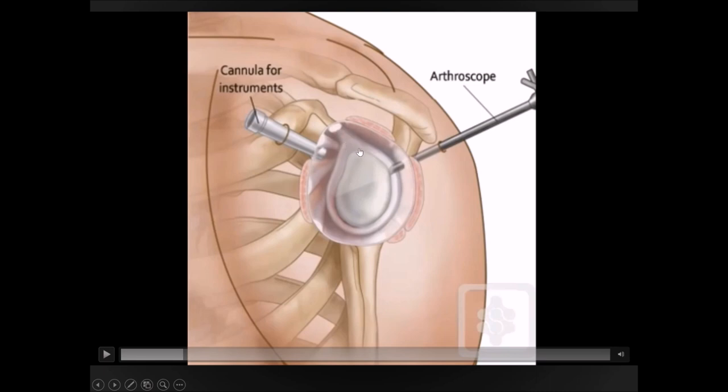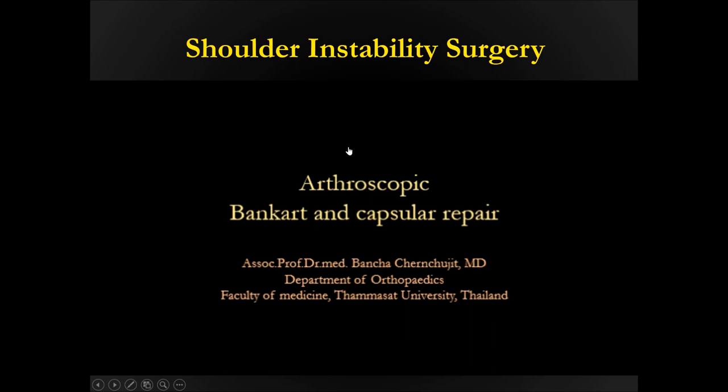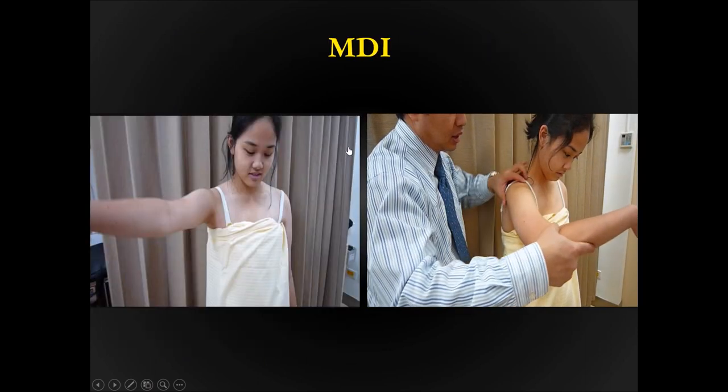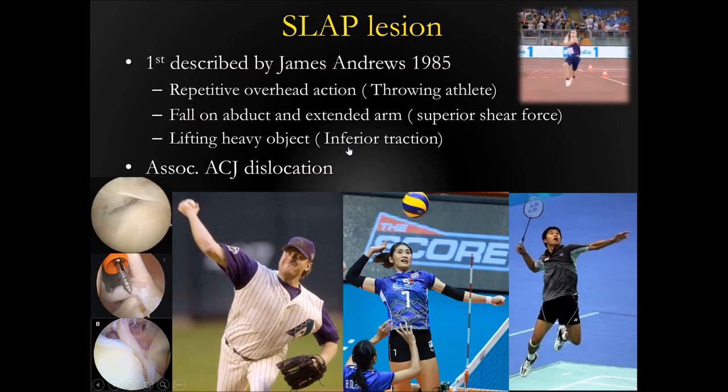So if the tear is at the 12 o'clock position or at the long head biceps insertion, we call this SLAP lesion. SLAP means superior labral anterior posterior lesion. This one, superior labral anterior posterior lesion, was described by Snyder. This always happens in overhead athletes. So in Thailand, what is really popular? Volleyball. Yeah, volleyball. So I have many volleyball patients, okay, that have the SLAP lesion. So it's the same like slap, right? Slap. That is SLAP lesion. Okay, you can easily remember.